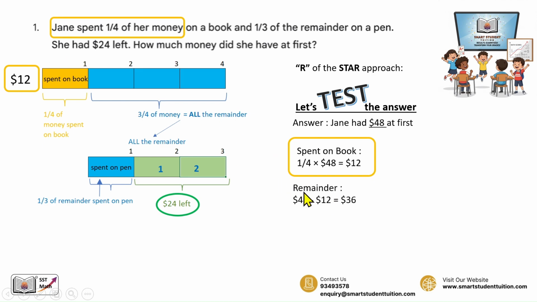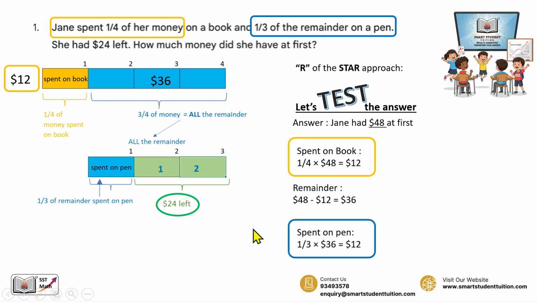We're going to use $48 minus 12 to find out what is the remaining amount, which is 36, and we're going to mark it on the model as well. And since she spends one third of the remainder on the pen, we're going to use one third times 36, and we get $12. Again, we can mark it on the model.